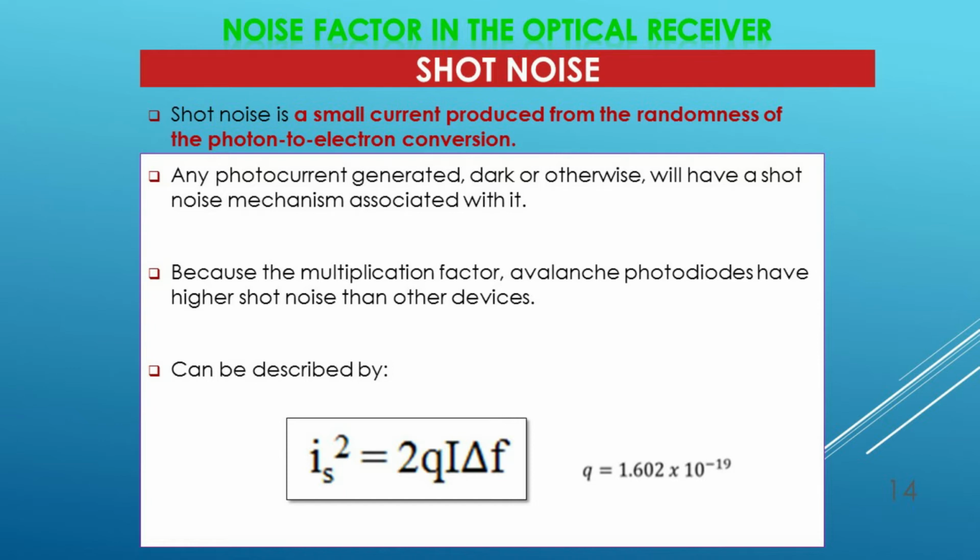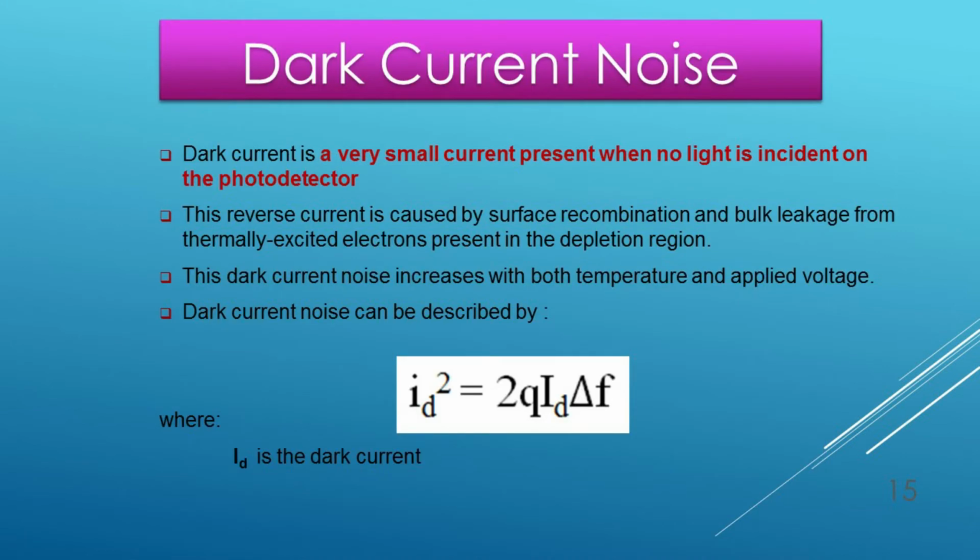Shot noise. Shot noise is a small current produced from the randomness of the photon-to-electron conversion. Any photocurrent generated, dark or otherwise, will have a shot noise mechanism associated with it. Because of the multiplication factor, avalanche photodiodes have higher shot noise than other devices. Dark current noise. Dark current is a very small current present when no light is incident on the photodetector. This reverse current is caused by surface recombination and bulk leakage from thermally excited electrons present in the depletion region. This dark current noise increases with both temperature and applied voltage.